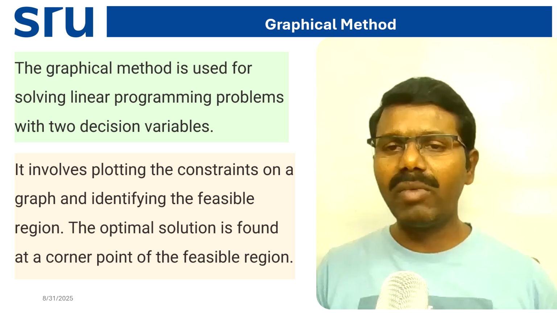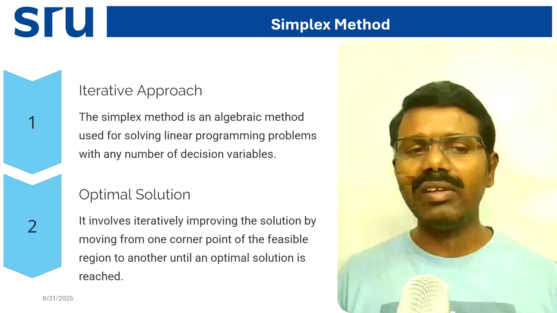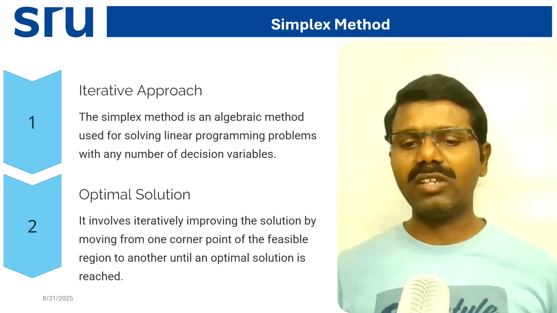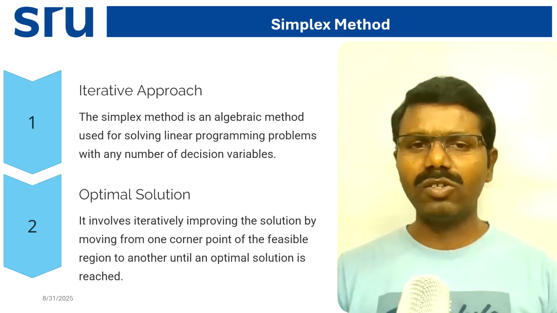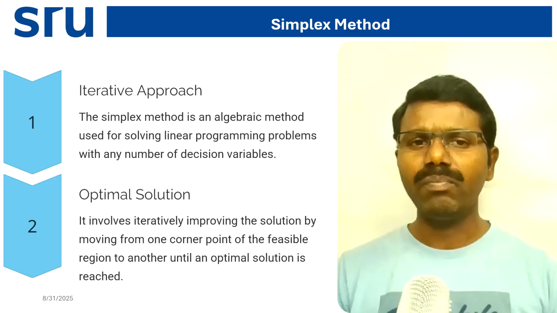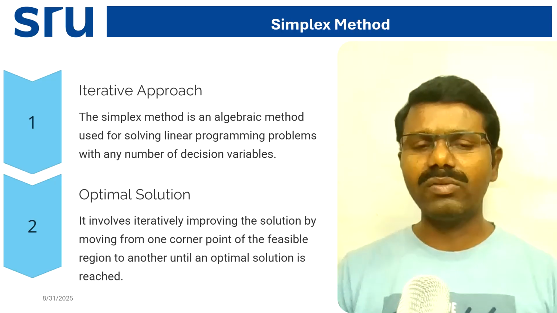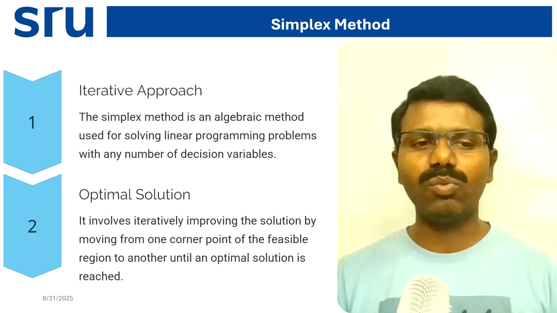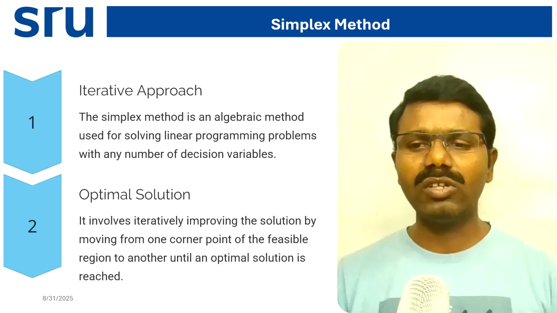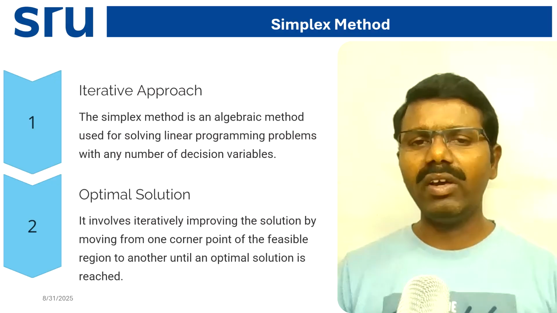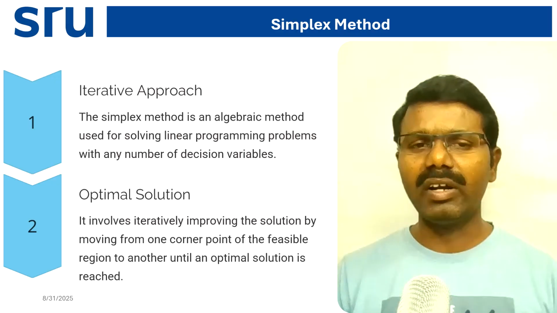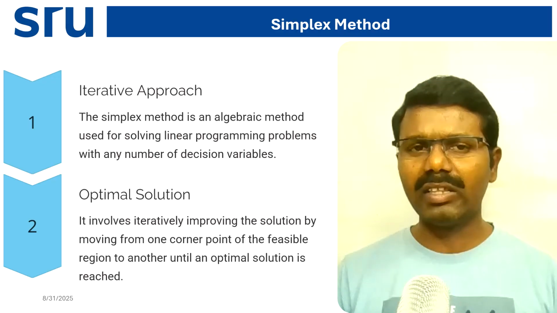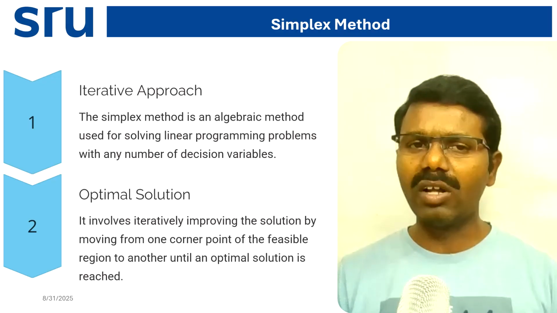And there is one more method called the simplex method. The simplex method doesn't have the limitation on the number of decision variables, whether it is 2 or 5 or 6, we can solve the problems very easily. In this method we follow an iterative process, and the optimal solution is achieved by following the step-by-step iterations. So even if you have two equations and three unknowns, we can still solve the problem.